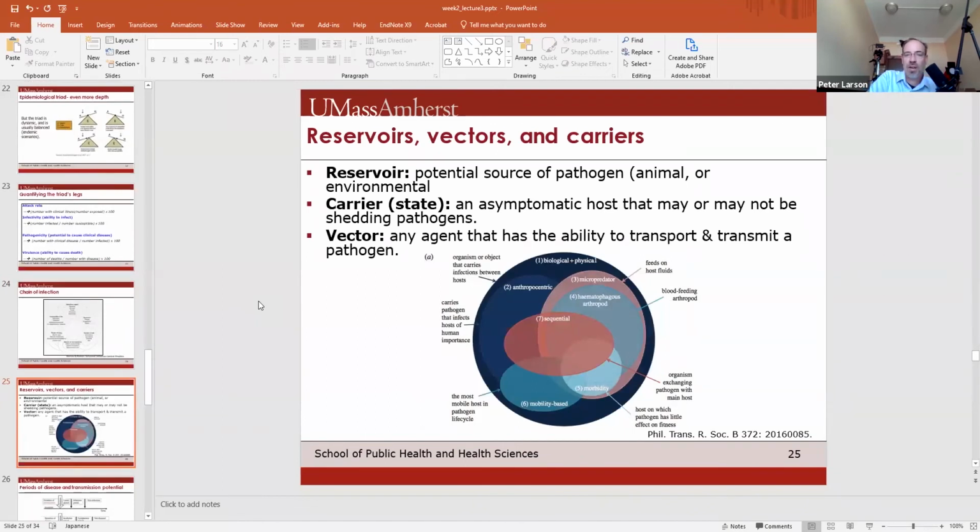Reservoirs, vectors, and carriers. Reservoir is a potential source of the pathogen, as we said before. The carrier, state of being, is an asymptomatic host that may or may not be shedding pathogens. It's a carrier. So you hear about, like, Typhoid Mary, for example, who was transmitting to other people. For some reason, the disease that she was transmitting is escaping me at this point. That will come back to me. But she was asymptomatic and shedding pathogens at that time. Vector is any agent that has the ability to transport and transmit a pathogen. So for example, like mosquitoes.